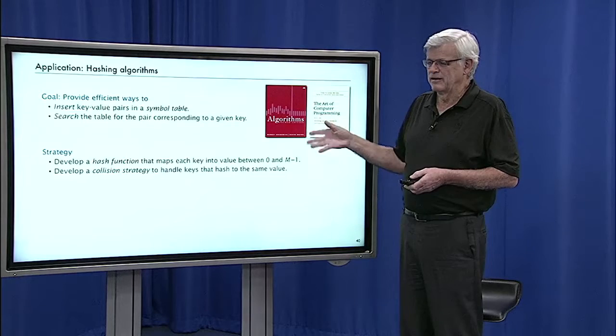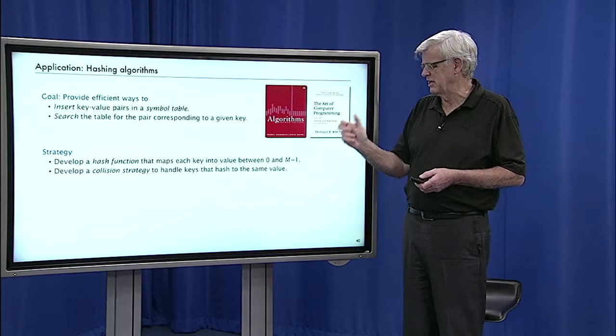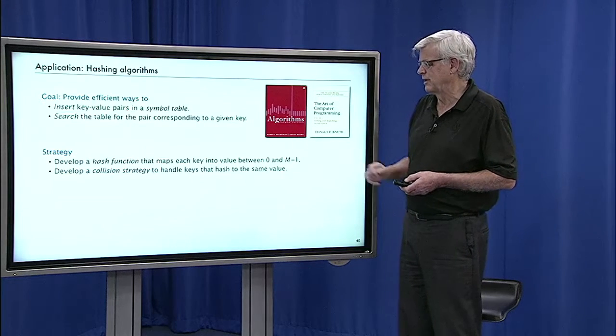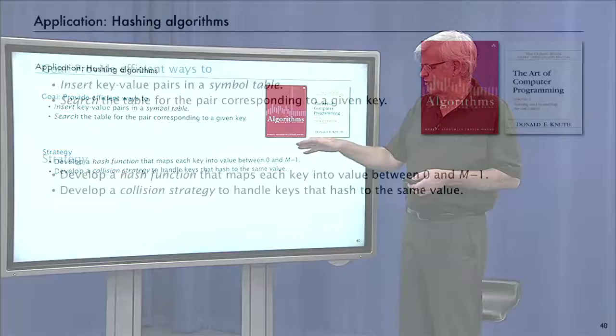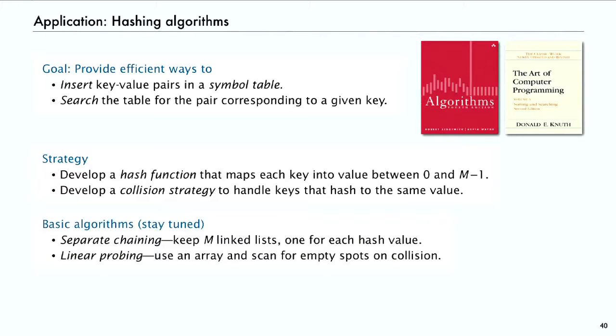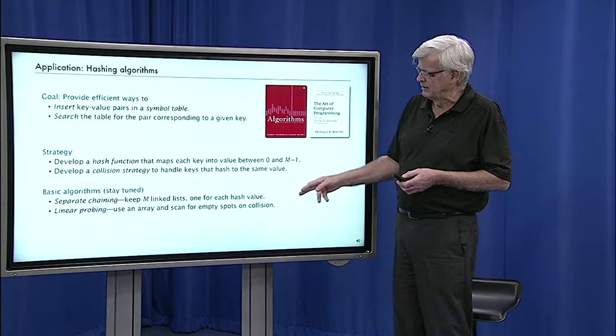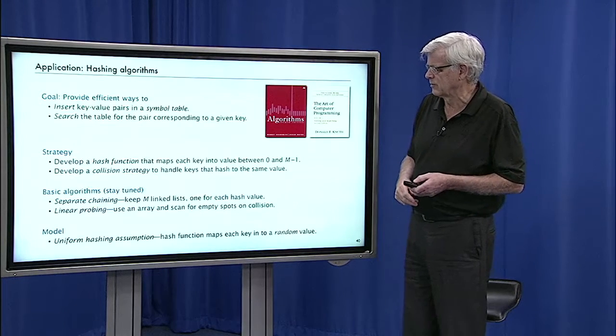a given key. So the hashing strategy is to come up with a function that maps each key onto a random value between 0 and m minus 1, and then develop a collision strategy to figure out what to do when two keys hash to the same value. In the basic algorithms that we'll talk about, one's called separate chaining, where we essentially represent the urn with a linked list. Another one's called linear probing, where we just use an array and we never let two get in the same place, where we scan through the empty spots on a collision. And I'll talk briefly about both of those algorithms.